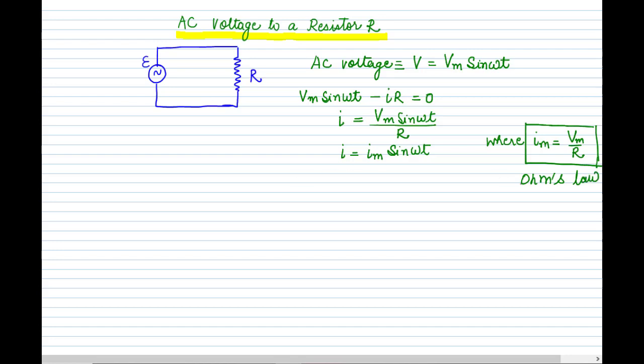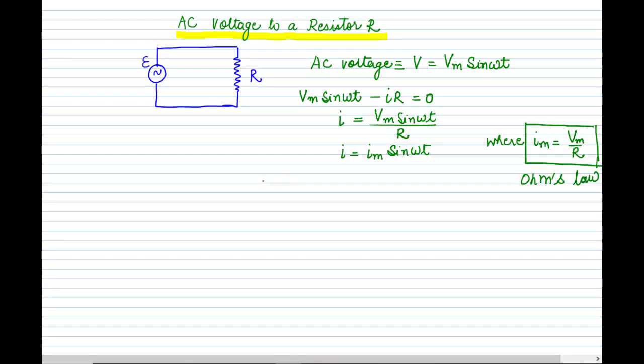This should be your favorite law because it's the easiest law in physics, Ohm's law, and whenever you are studying electrical circuits, this is a very important law. This is short, sweet and simple. So I is equal to Im sin omega t, and Im is equal to Vm upon R. R is a constant, that is the resistance.